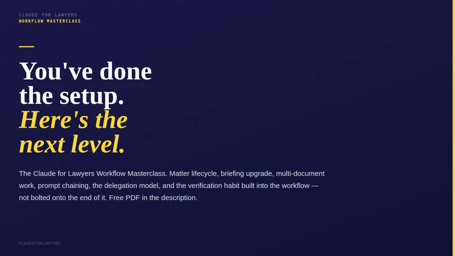How to chain prompts so that each output becomes the starting point for the next step, rather than a standalone result. The delegation model: what Claude handles, what you verify, and what stays with you, regardless of how good the output looks. And the verification habit, built into every step of the workflow, not added at the end when you're under time pressure and the document already looks finished. This episode covers all of it.